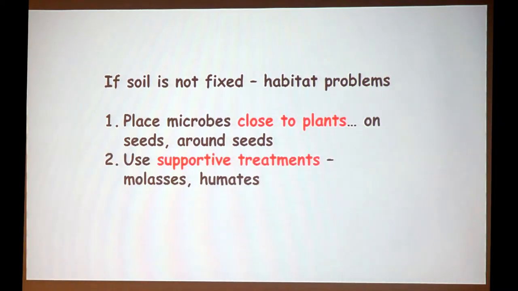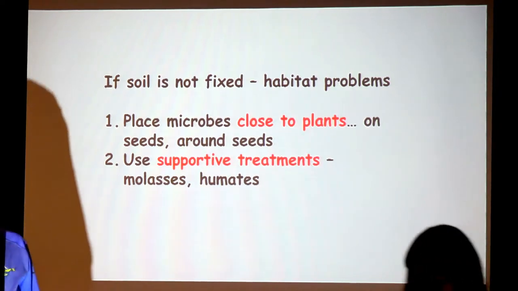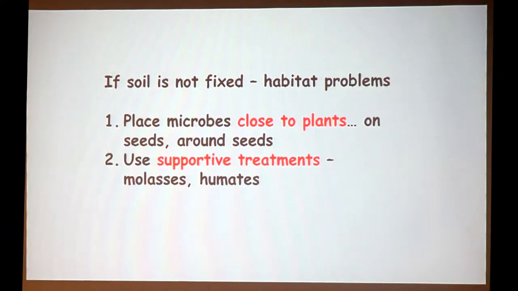And then also to use them with supportive treatments, molasses and humates and things. Adding just microbes to the soil is a little bit hazardous, because there are already many more microbes in the soil, in a normal soil, than the ones you're adding. So you've got to give them some help. The idea is to establish them as inhabitants around the roots.